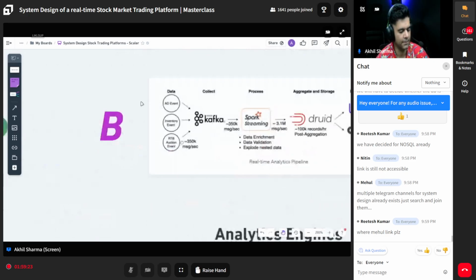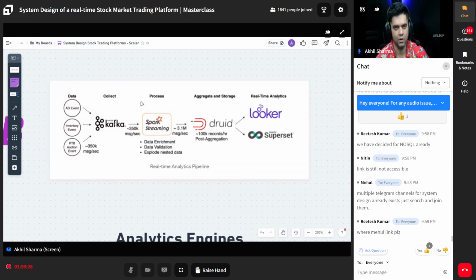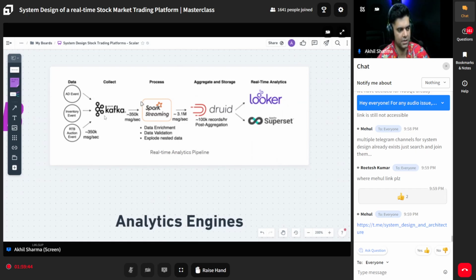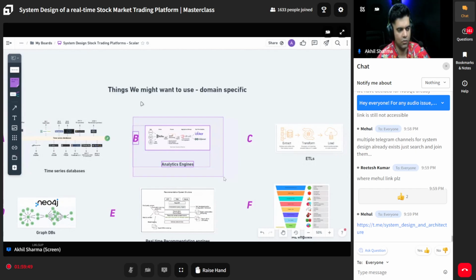Okay, then you have analytics engines. Like I said, we don't have to name the specific technologies that we'll be using, like Apache Kafka and Spark Streaming and Druid and all of that. But I'm just showing you here that we're going to power our analytics engines, and we're going to have real-time analytics. We can do this with the help of Looker and Apache Superset. We can use data from Kafka and Spark. This is a very common practice. So we'll have to have an analytics engine in our system design. We can't skip it.